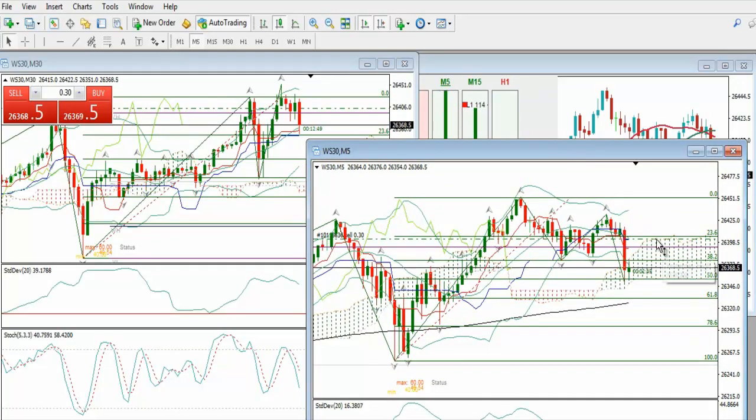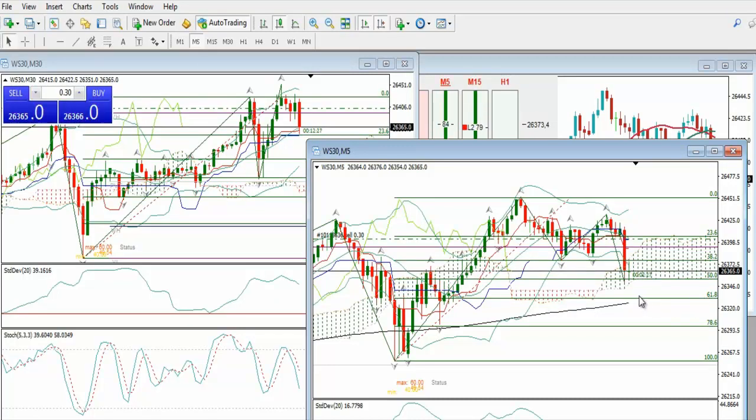We are at 402. We're about 30-35 pips in profit at this moment. Maybe we also test this one here, the area of 61.8 as a retracement.